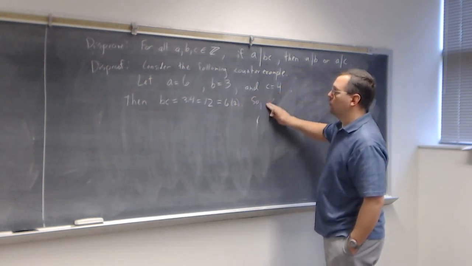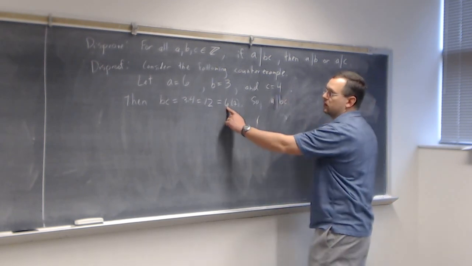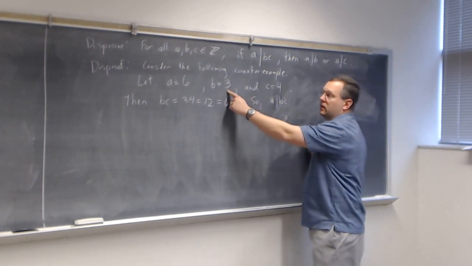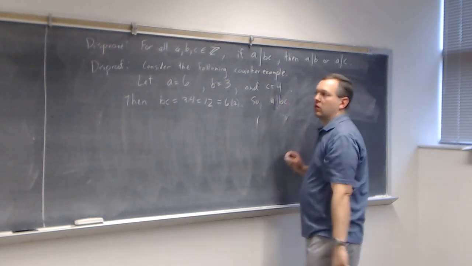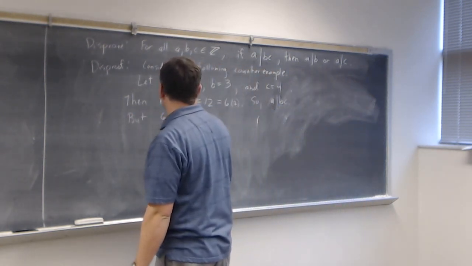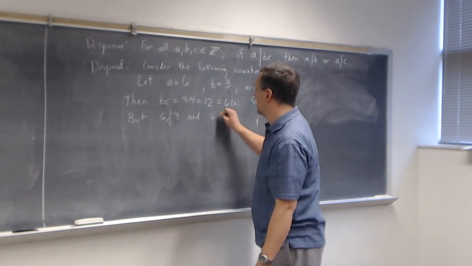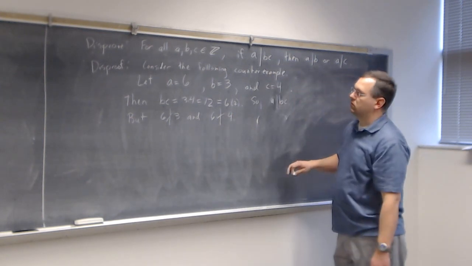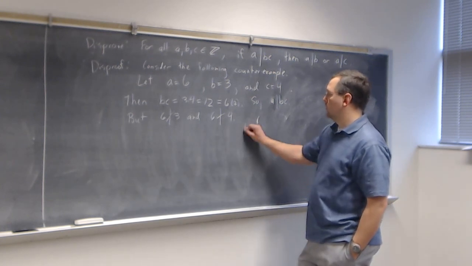So clearly A divides B times C. Right? 6 divides B times C. But 6 doesn't divide 3 because 6 is bigger than 3. 6 doesn't divide 4 because 6 is bigger than 4. So, 6 does not divide 3, and 6 does not divide 4. So, we're done.